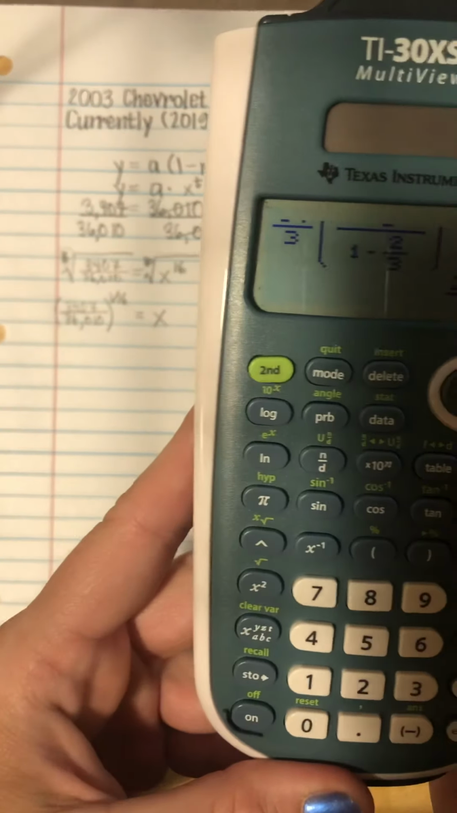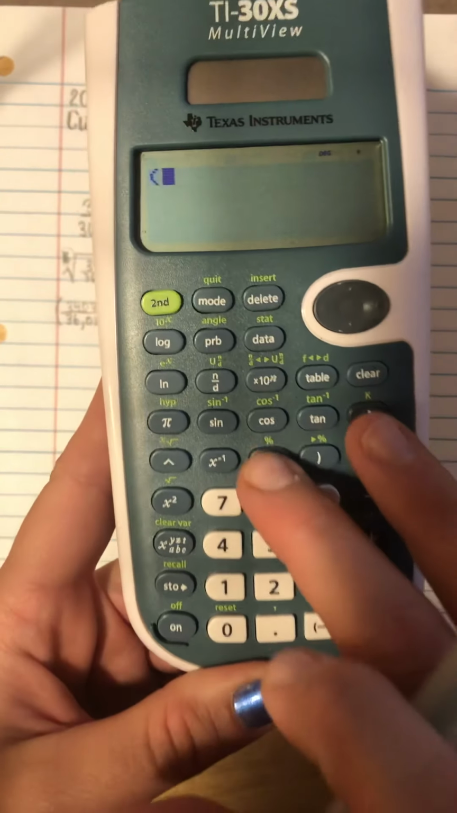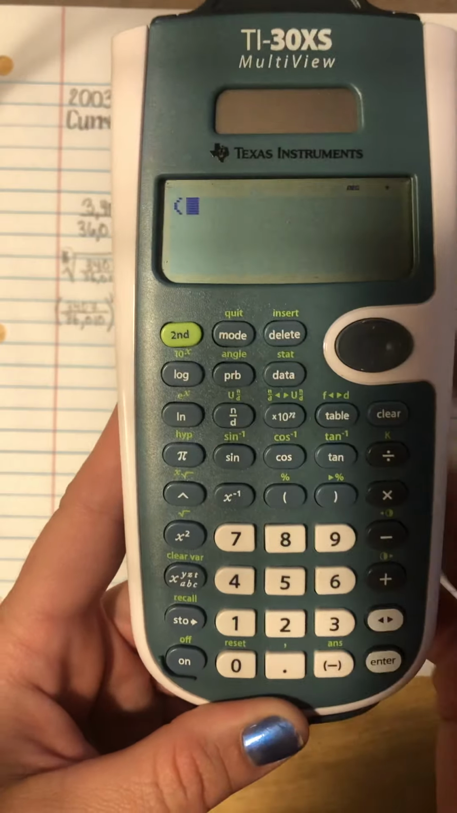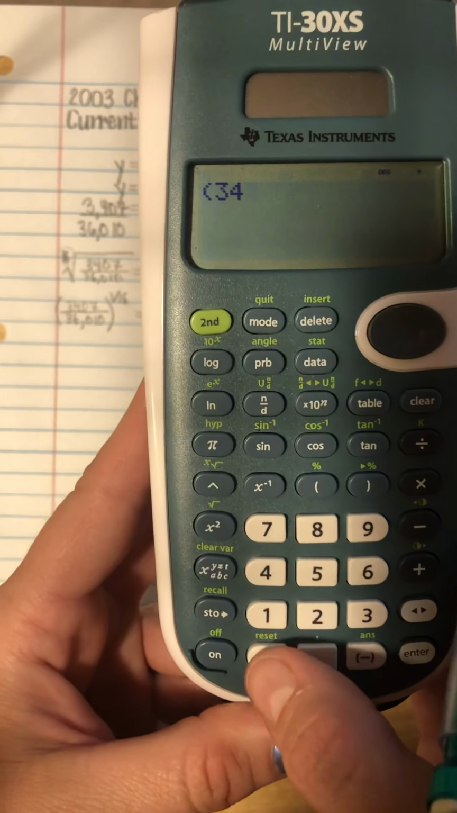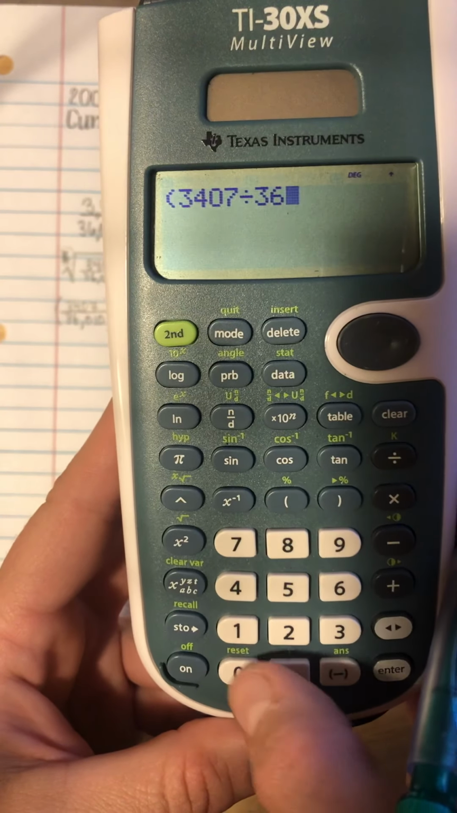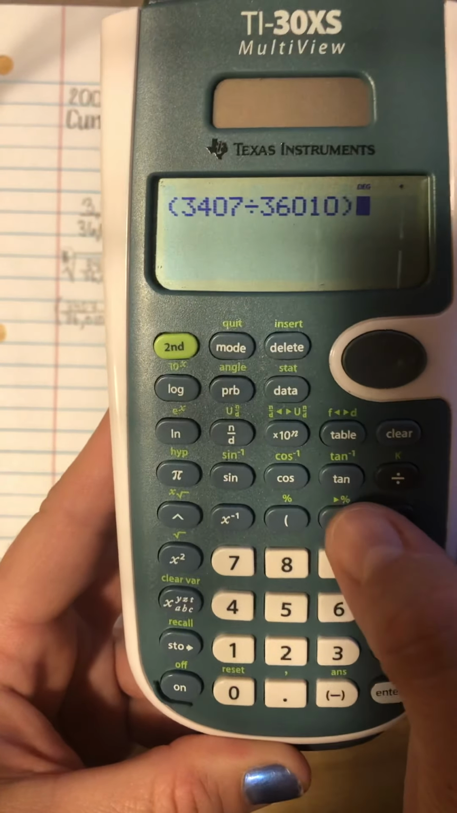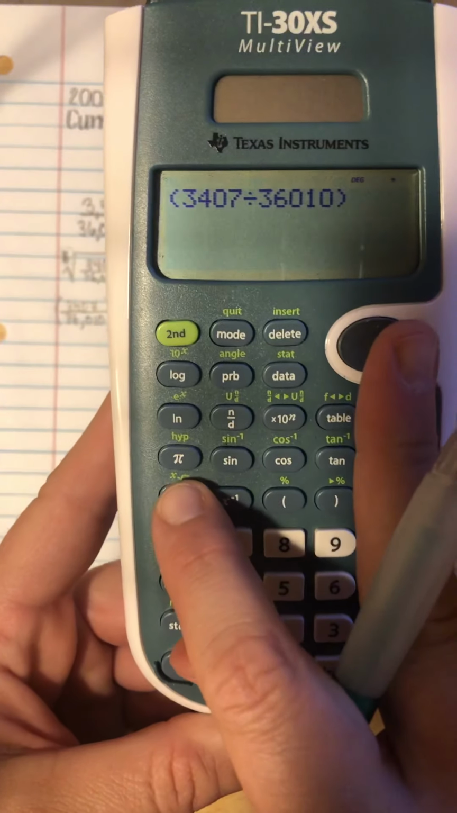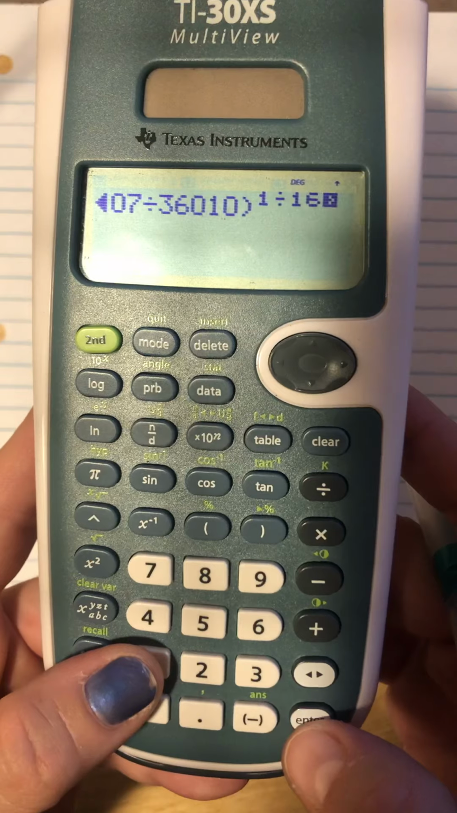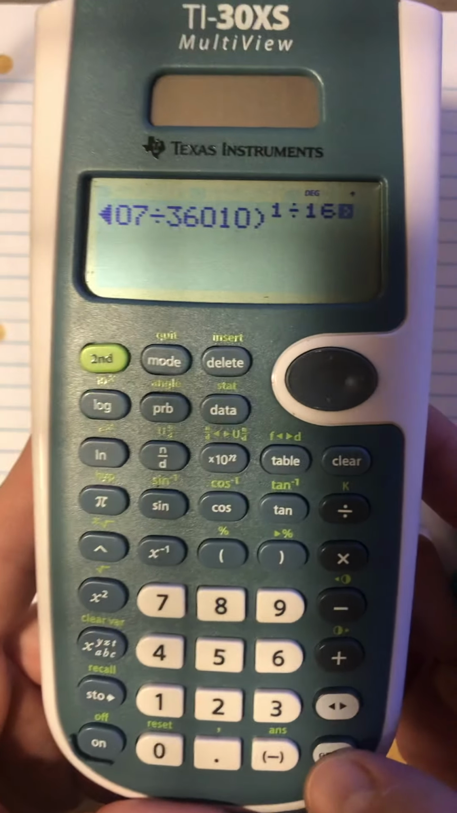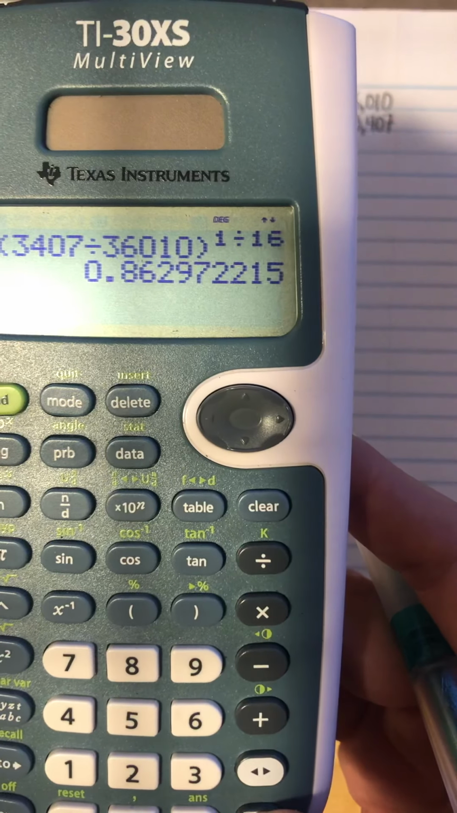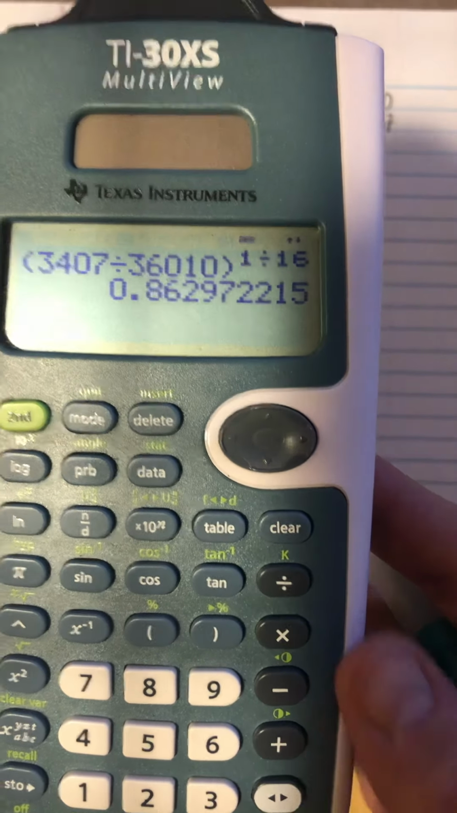So I'm going to plug this into the calculator. Now I'm going to plug it in like I see it. So I got parentheses. If you have MathPrint, use it. If you don't, I would just type in the 3,407 divided by $36,010. Close my parentheses. Now then I'm going to raise it to the 1/16 power. Is everybody okay with plugging it in? And I'm going to get a really long decimal.